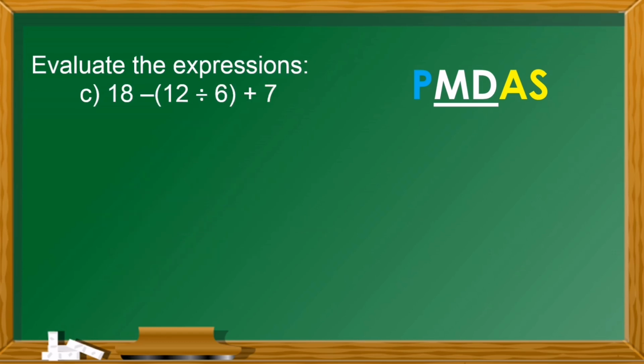Let us move to letter C, and the given is 18 minus parenthesis 12 divided by 6 parenthesis plus 7. As we can see, 12 divided by 6 is inside the parentheses, meaning to say, we need to perform first 12 divided by 6, followed by the other operations.